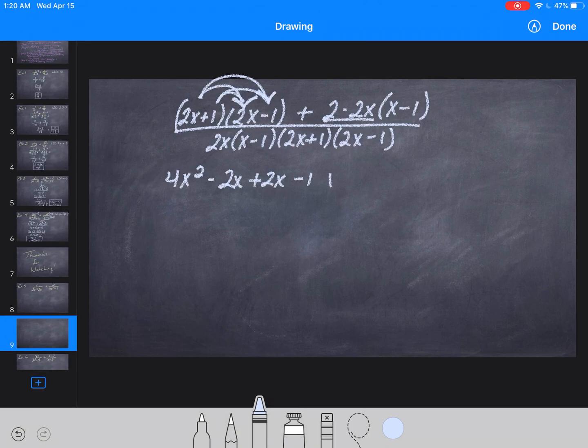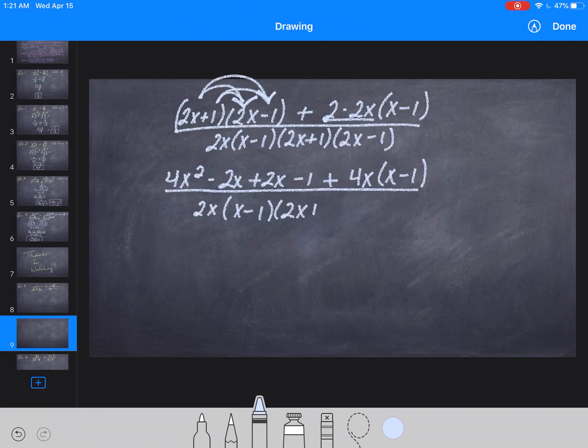I'm going to multiply 2 times 2x. So I put a plus sign, and I have 2 times 2 gives me 4, so I have 4x times x minus 1. All over, do not mess with your denominator. It is still 2x times an x minus 1 times a 2x plus 1 times a 2x minus 1.